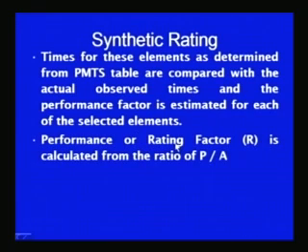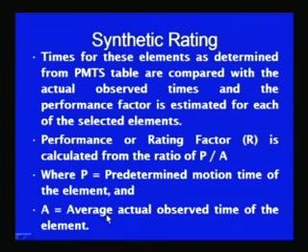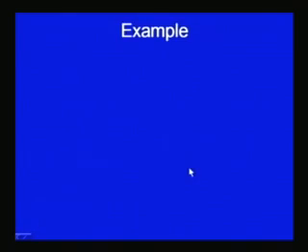The performance rating factor is given as a ratio of the time obtained from the PMTS system and the time actually observed. So, the ratio of P by A, where P indicates the predetermined motion time for an element, and A indicates the average actual observed time taken by the worker in carrying out an element during the time study. So, the ratio of the time obtained from the predetermined motion time tables and the actual time is used to calculate the synthetic performance rating of the worker.